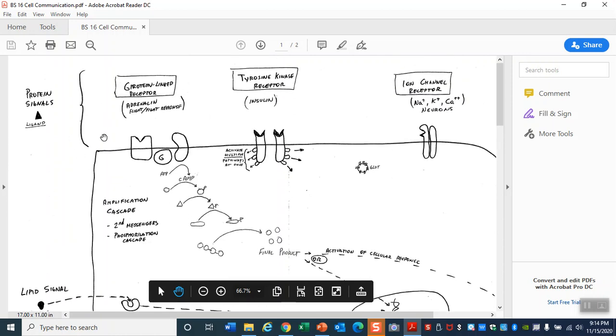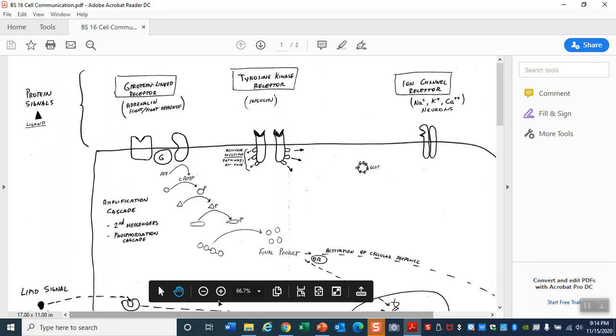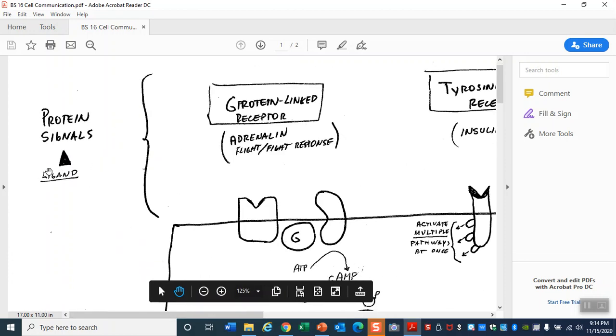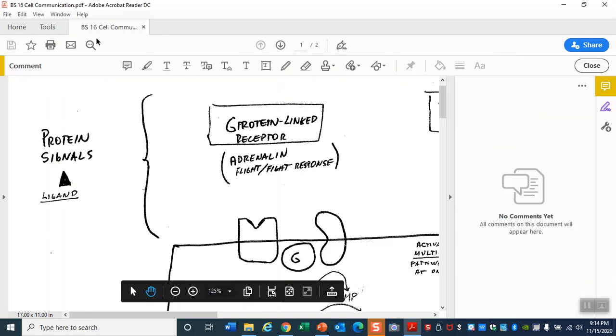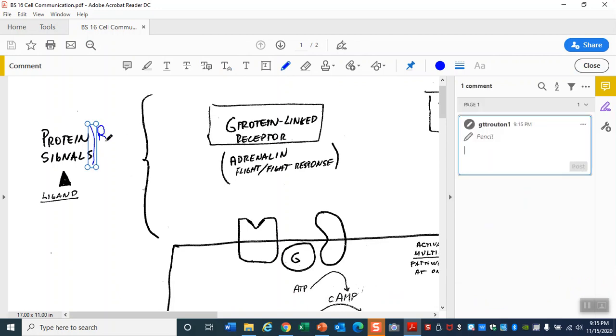So let's start with our protein signals. Signals are also called ligands. This is vocabulary that you're going to have to get used to. Signals are also called ligands, so those two are interchangeable. Let me grab my marker. And typically, again, these signals are going to be sent via the bloodstream.